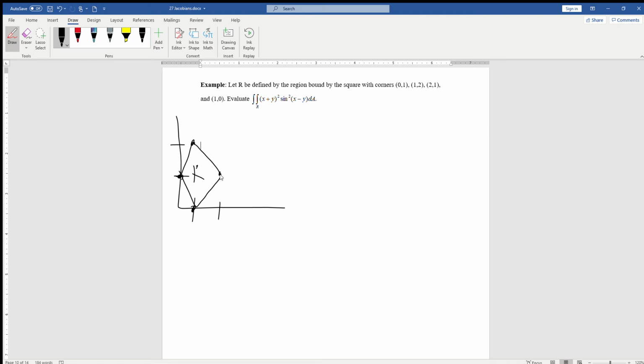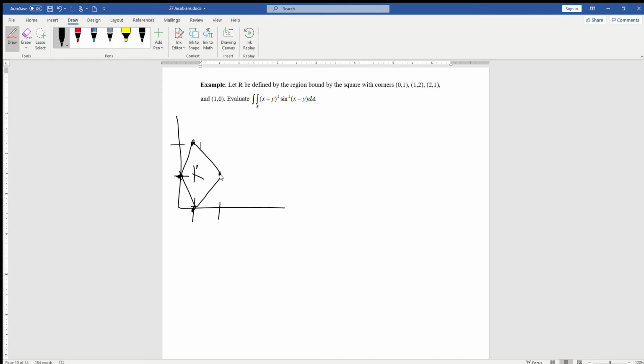So one final example of being able to utilize a Jacobian to evaluate a not so nice region for a double integral is, let's say we have a region that's bound by a square with the corners (0, 1), (1, 2), (2, 1), and (1, 0), and we want to evaluate (x plus y) squared times sine squared of (x minus y). Alright, so this is a pretty difficult problem, so hang in there for this one.